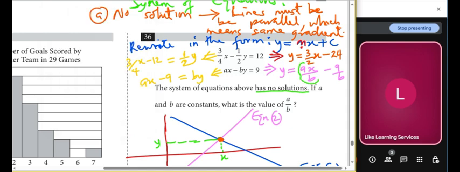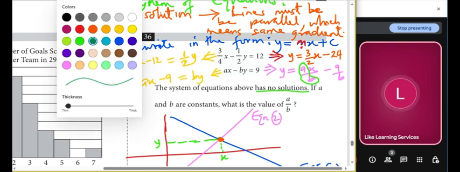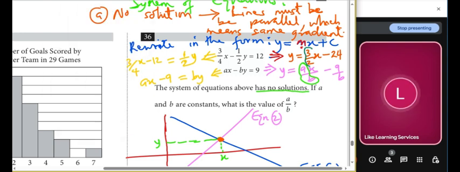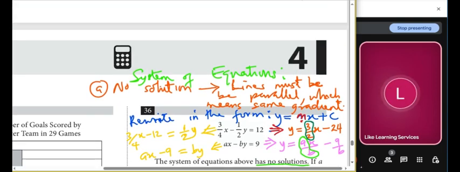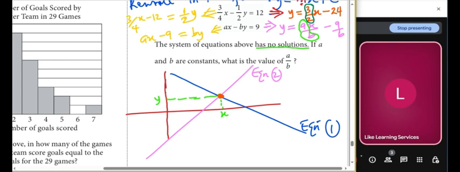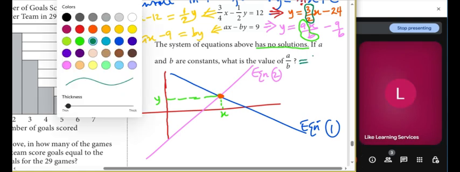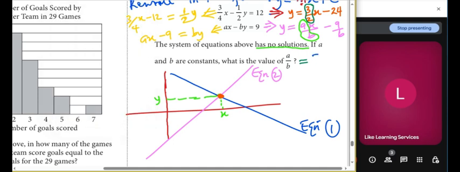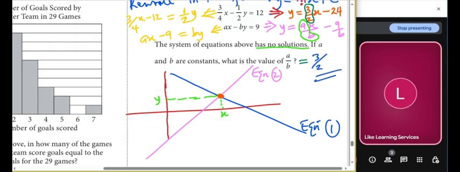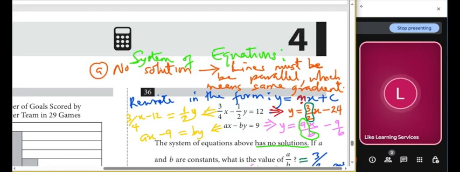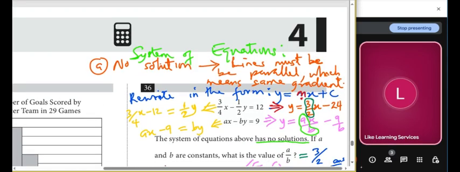So a over b is 3 over 2, which are the gradients. For a system of equations not to have a solution, they must be parallel, they must have the same gradient. Alright, so the answer is 3 over 2. That's for the first part. No solution. First part. No solution.